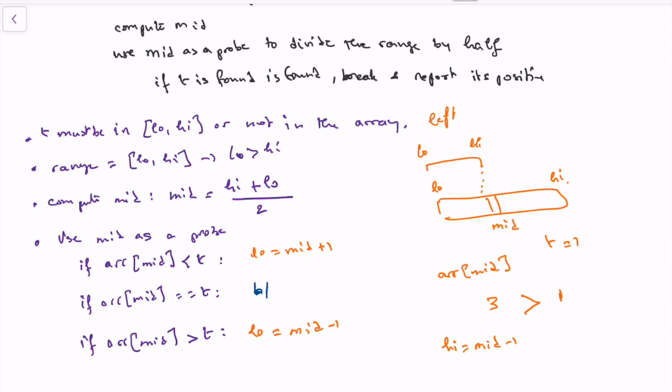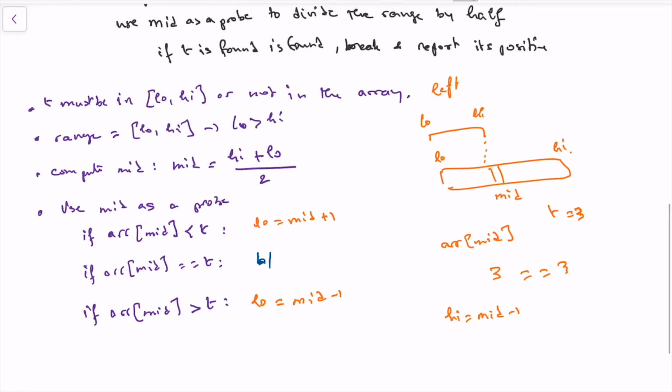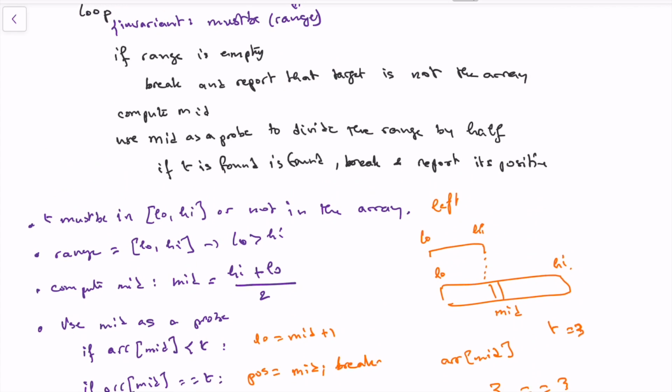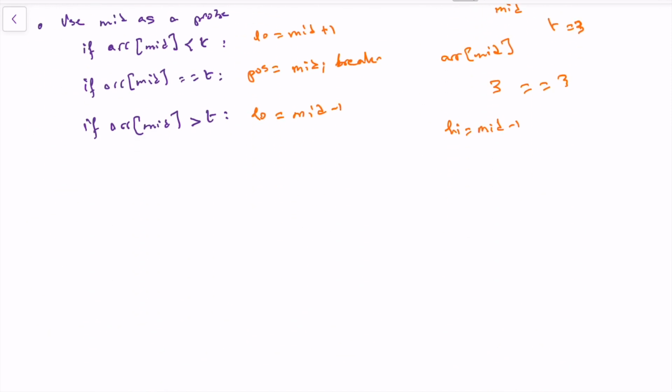Now if array mid is the target, let's say we are looking for 3 and array mid is equal to 3, so we find that it's equal, well, we are done. Just return position mid. At this point just say position is equal to mid and exit or break out of the loop. Now we have defined the rest of this concretely. Let's just write the full algorithm then.